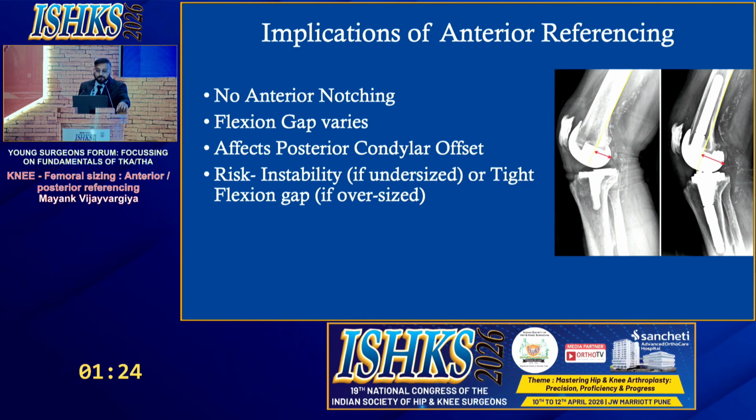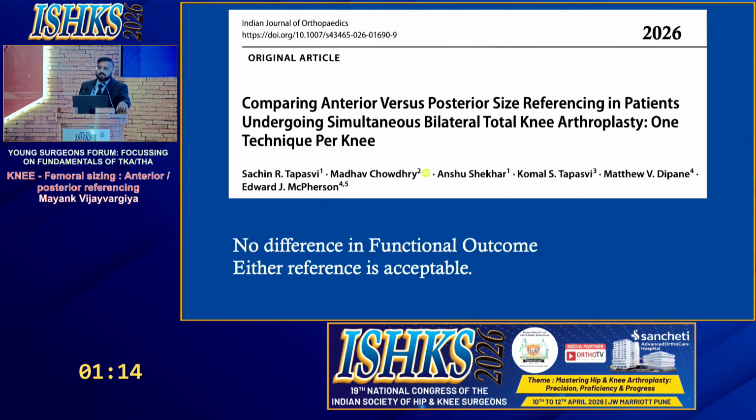A representative picture where the posterior condylar offset was not maintained, leading to flexion instability, which needs to be revised while maintaining the posterior condylar offset ratio. Now coming to the literature, whether it makes a difference in the clinical practice, a landmark article by Tapasvi sir's group showed that there was no difference in the functional outcome and either of the reference system was acceptable.